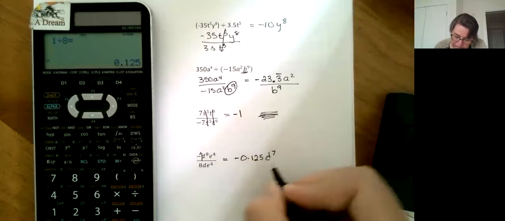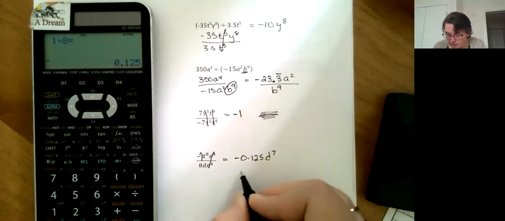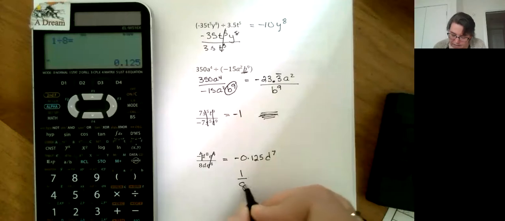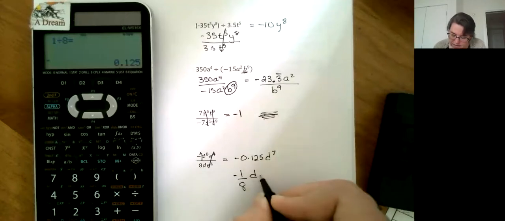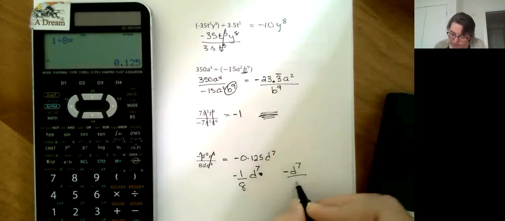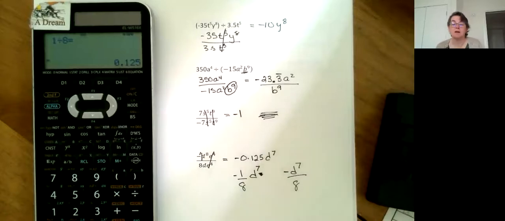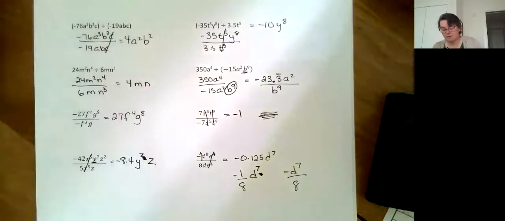D to the 7th. And these are going to cancel out on us. I could also write 1/8 D to the 7th. Or I could have negative D to the 7th over 8. I don't care. Good job, good job, good job. They're all right. It doesn't matter.